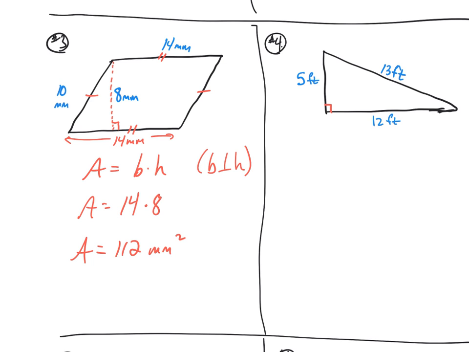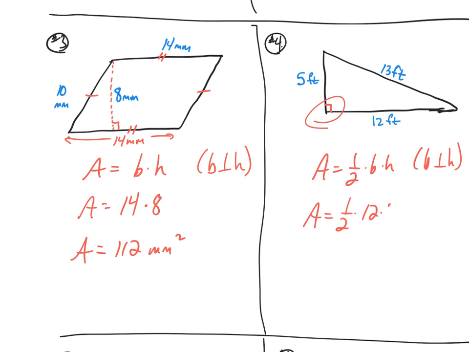Okay, next we have a right triangle, and because we have a right triangle, we have a 90-degree angle. The area of that triangle is going to be 1/2 times base times height, but again, remember base and height have to be perpendicular to each other. So in this case, the base is 12 and the height is 5. So when we do the computation, we would get an area of 30 square feet.